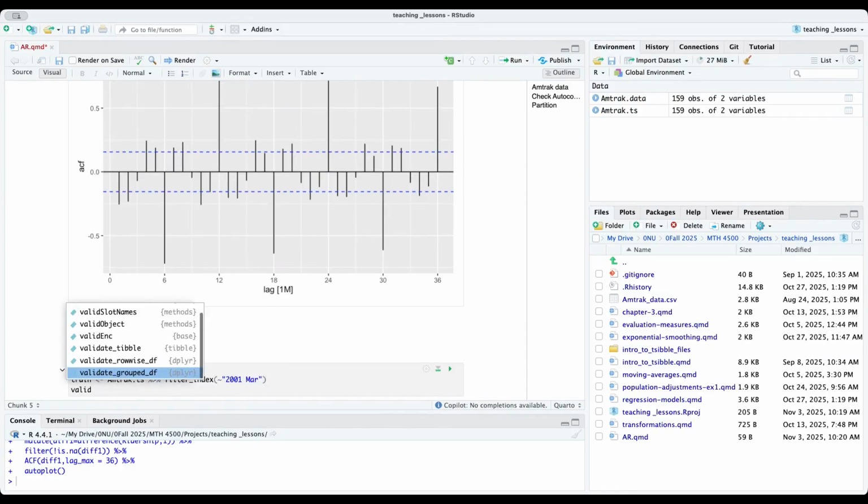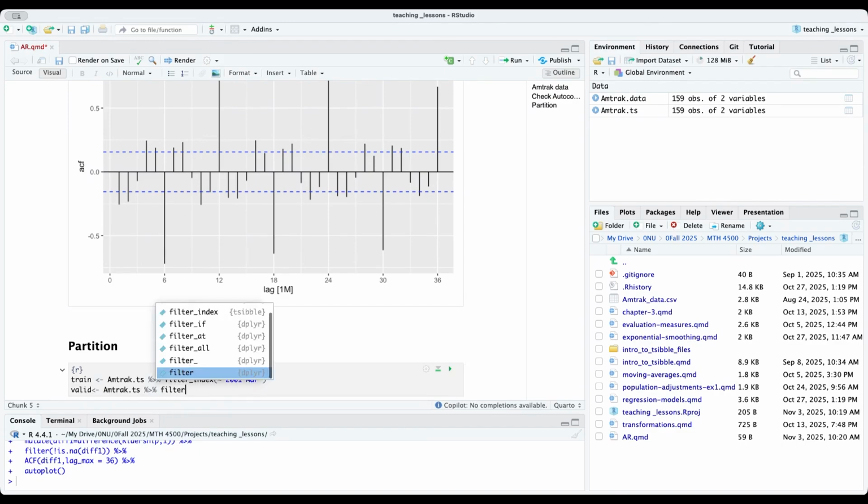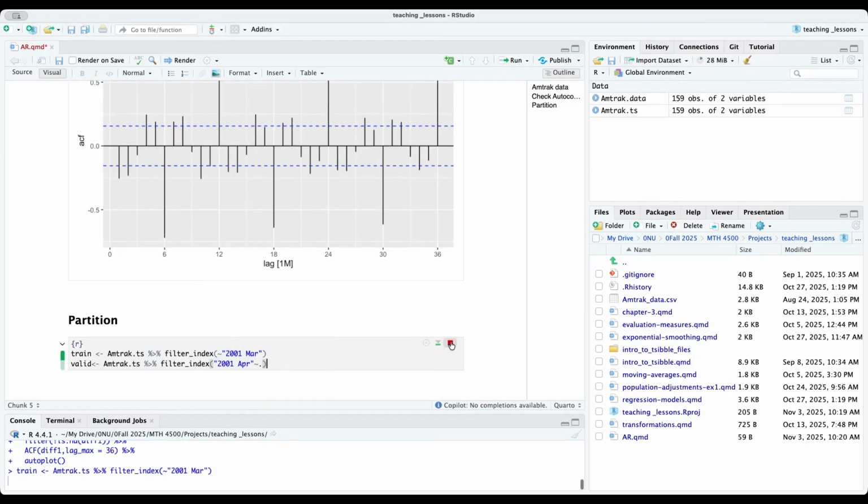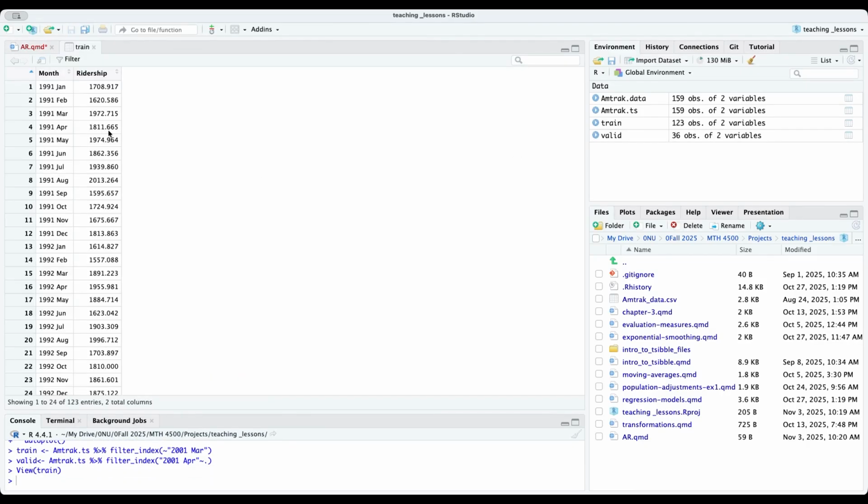My validation, again, Amtrak, pass it to the filter index. I'm going to get from 2001 April up to the end of the data set. Let's run. I have 123 observations. We have two variables, the index month and the ridership. Validation, we have 36, and again the index months and the ridership.